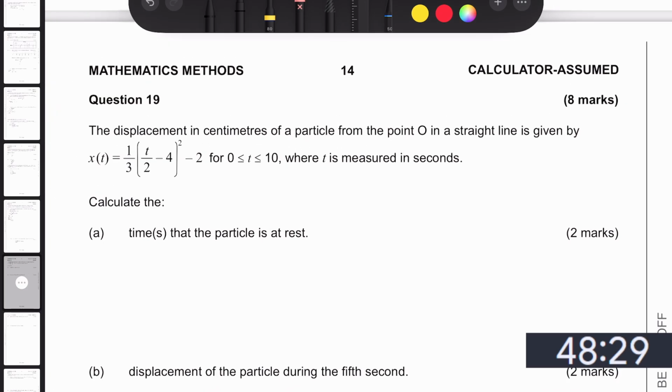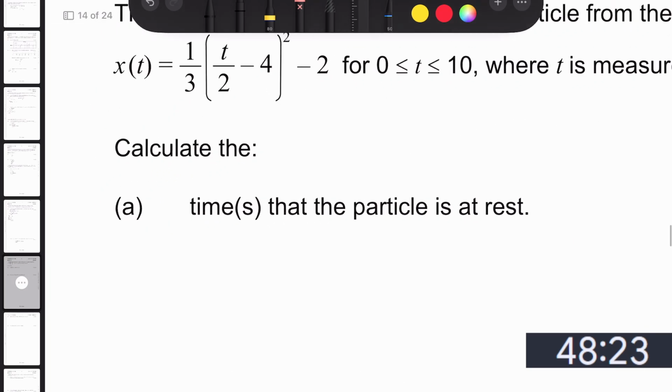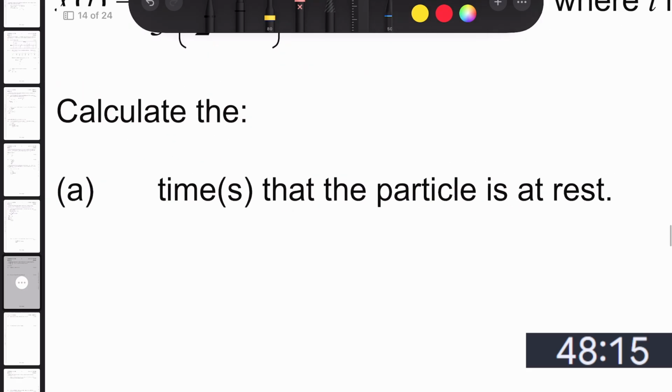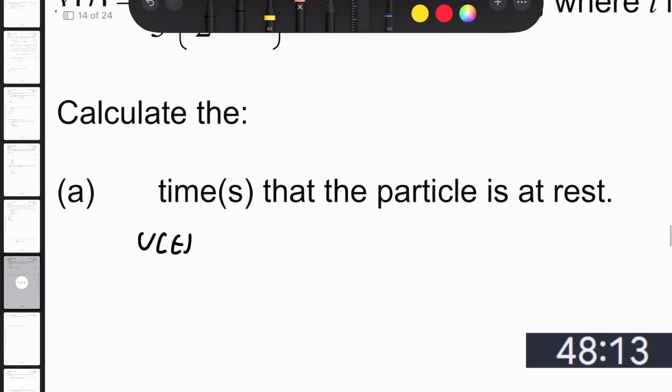Next, page 14. The displacement of some rectilinear motion. By that, calculate the times that the particle is at rest. Oh god. Okay. Am I gonna expand this? Is that worth it to expand? I don't think that's worth it. I'm just gonna say that v of t is equal to d/dt x of t.